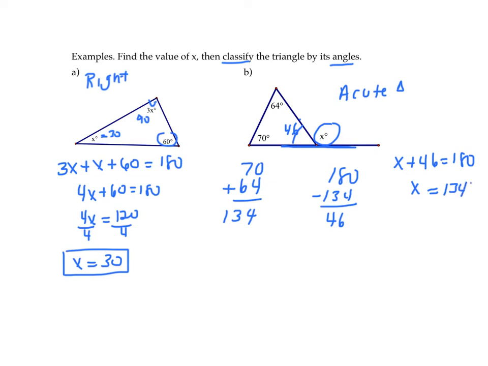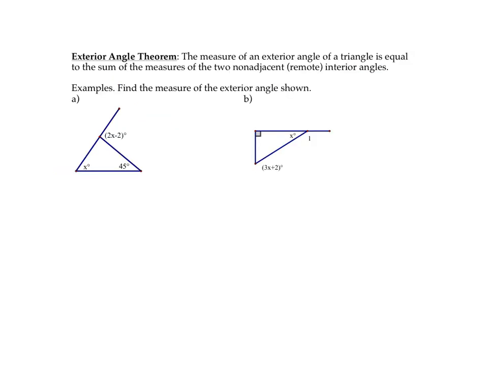Now, if that number looks familiar to you, check it out. The sum of these two angles right here was equal to 134, and that's no coincidence. That's actually going to be our next theorem. The exterior angle theorem states that the measure of an exterior angle of a triangle is equal to the sum of the measures of the two non-adjacent, in other words, the two remote interior angles.